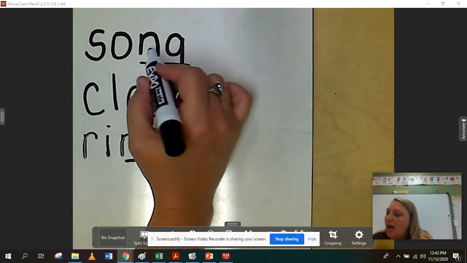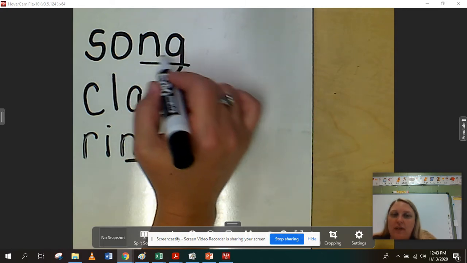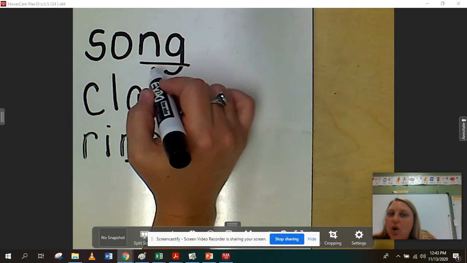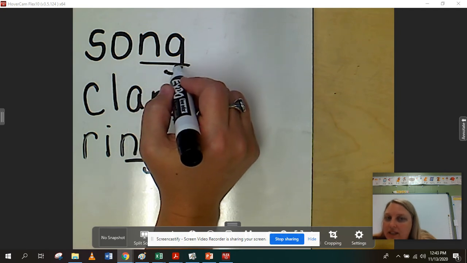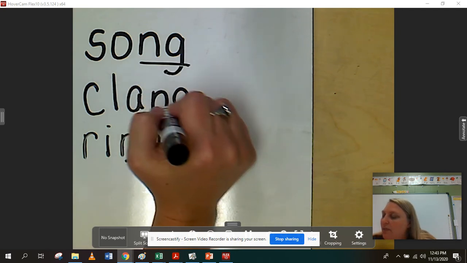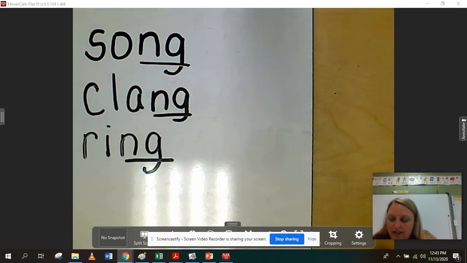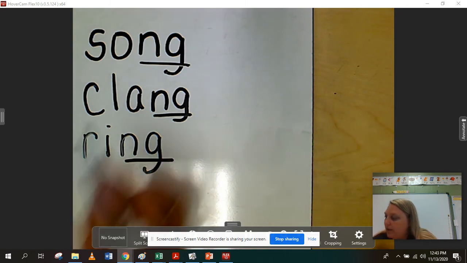Now, are N and G consonants or vowels? We need to decide if this is a vowel digraph or a consonant digraph. N and G are both consonants, so this one would be a consonant digraph. All right, friends, how should we code these words? Are the vowels short or long? Let's figure that out first.